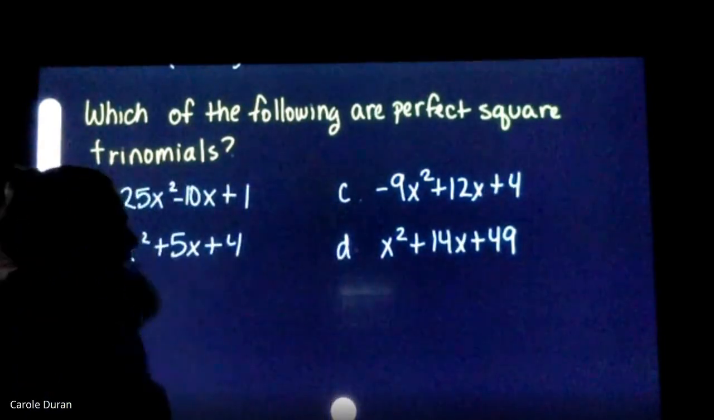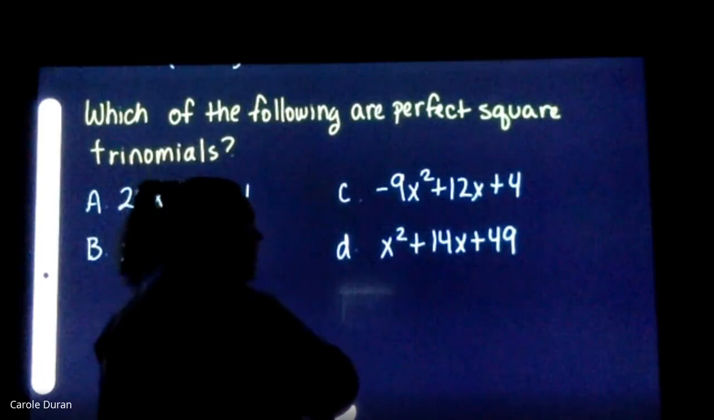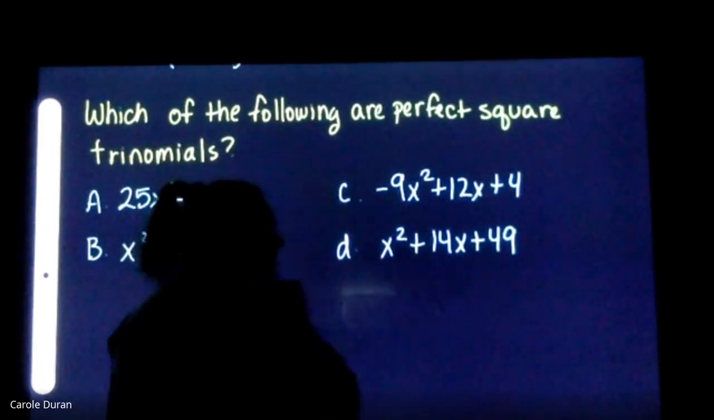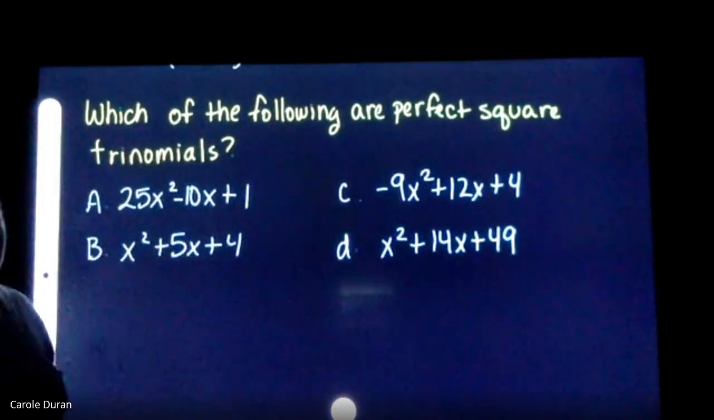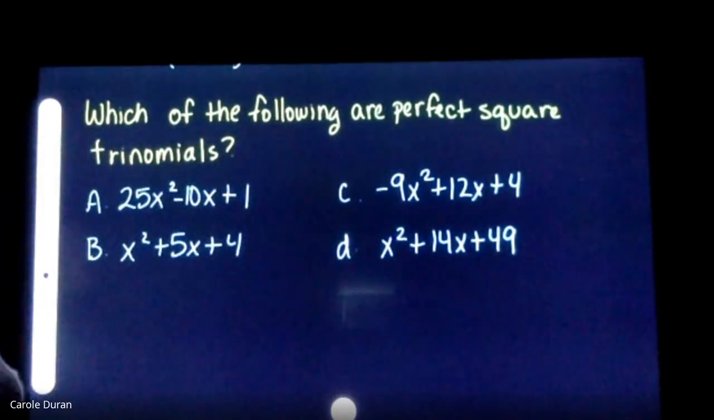That one's also okay. We have option D. X squared is already a perfect square because it's x times x, and 49 is 7 times 7. So again, I was not able to eliminate any, which means I need to look at my next requirement. My next requirement then is that all of my perfect squares have to be positive.